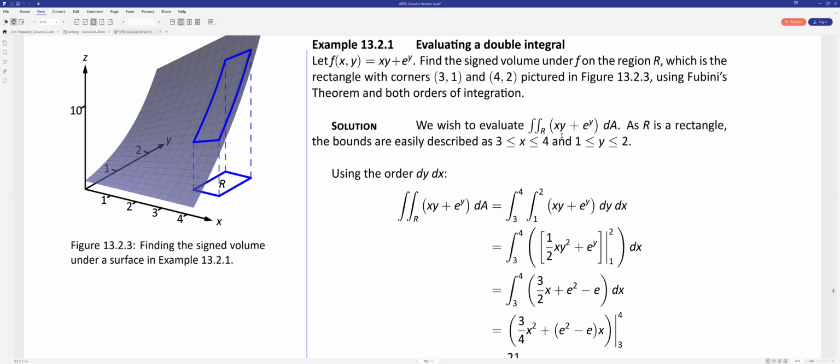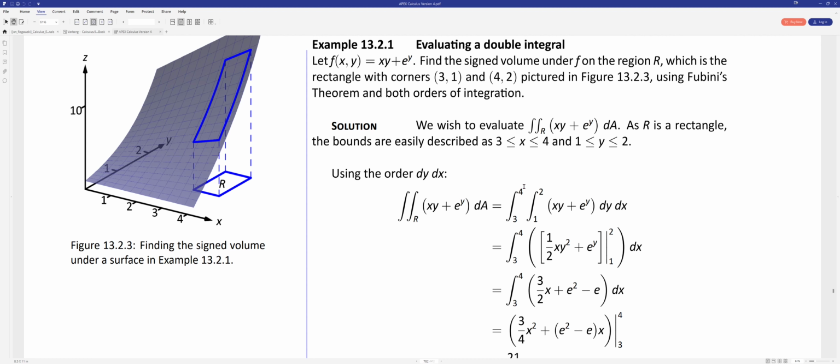So my function is xy plus e to the y. I integrate with respect to y. So what you need is y limits, the 2 and the 1, and then you need the x limits, 3 and 4. Okay, so the fact that you integrate with respect to y first means that you want to put the y limits on the inside here first, because you're just doing this first of all.